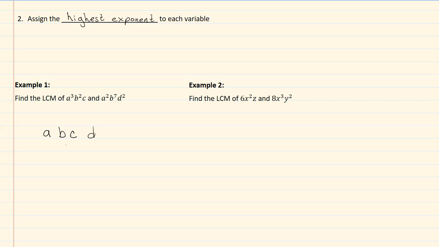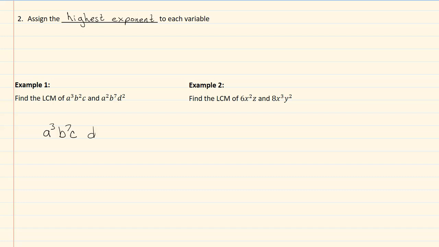So when we look at our A's, we have a 3 and a 2. So our highest exponent is going to be 3. We look at our B's, we have a 2 and a 7 for our exponents. So our highest exponent is 7.